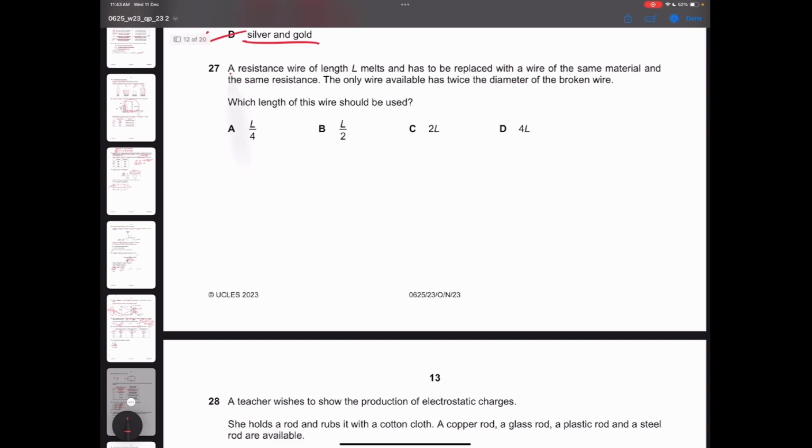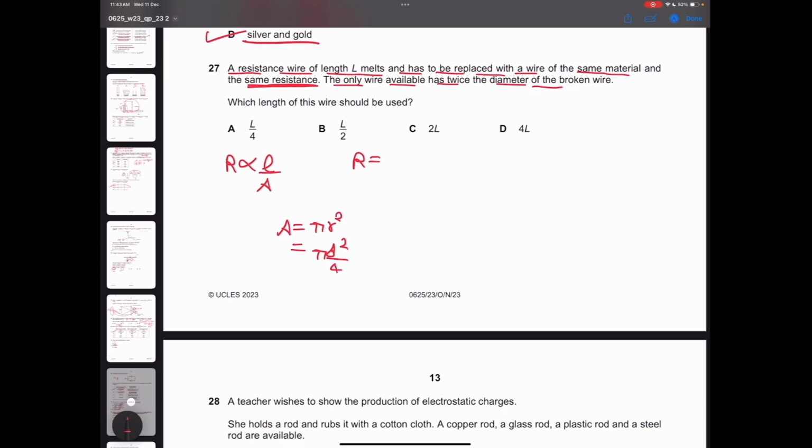A resistance wire of length L melts and has to be replaced with a wire of the same material and same resistance. So you want the same resistance. The only wire available has twice the diameter. So now see, we know that resistance is directly proportional to length, inversely proportional to area, right? Now we want the same resistance, and for area they have increased the diameter. Now just think about it. Area is pi r squared, and in terms of diameter it is pi d squared by 4, right?